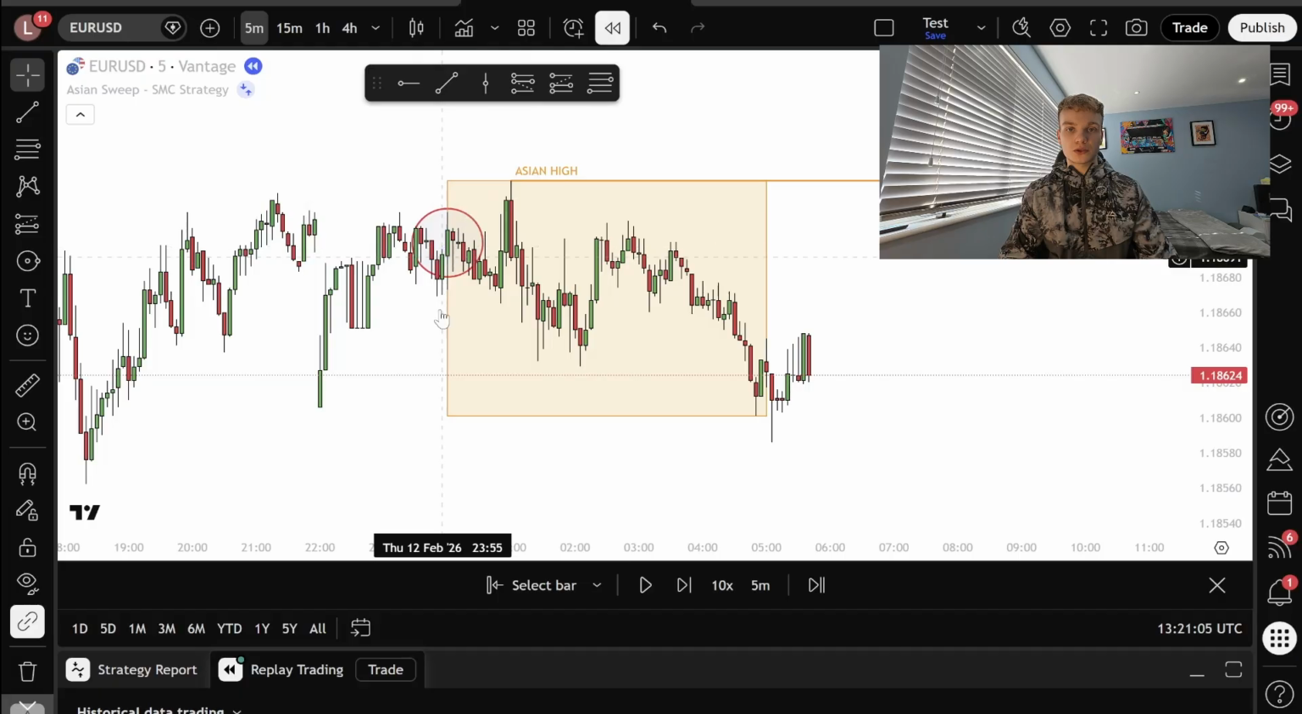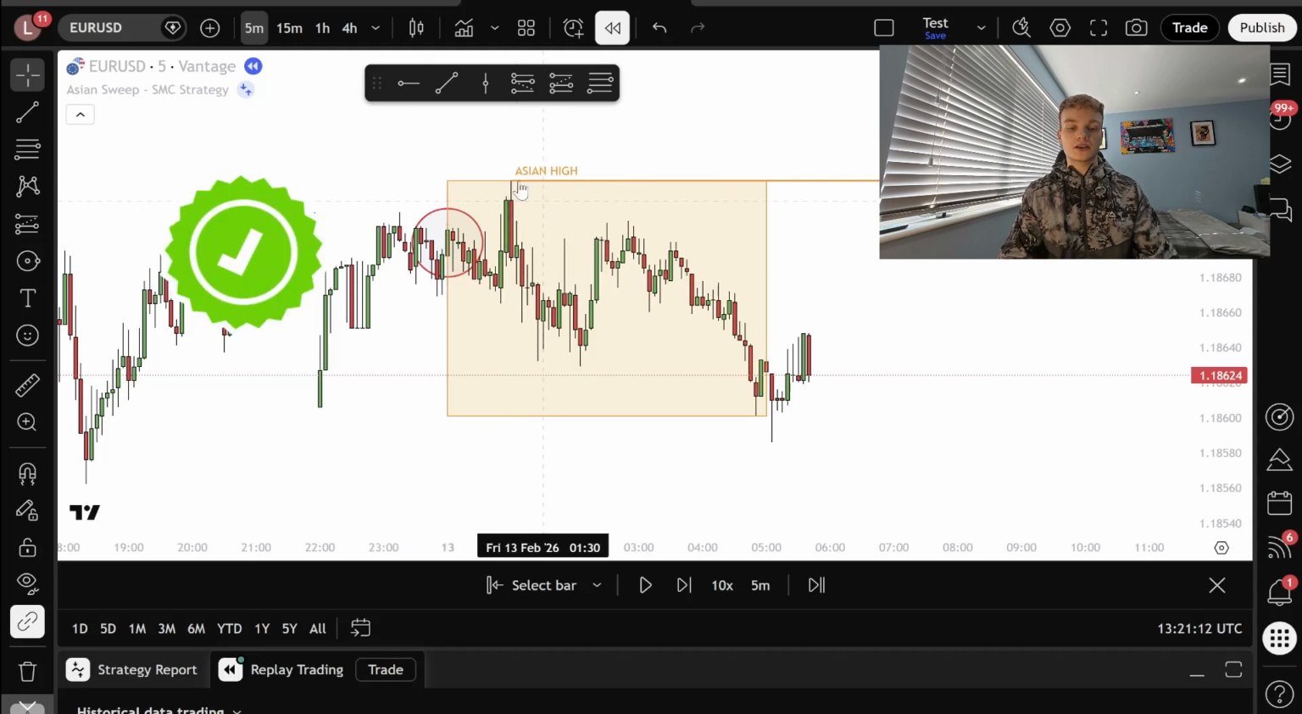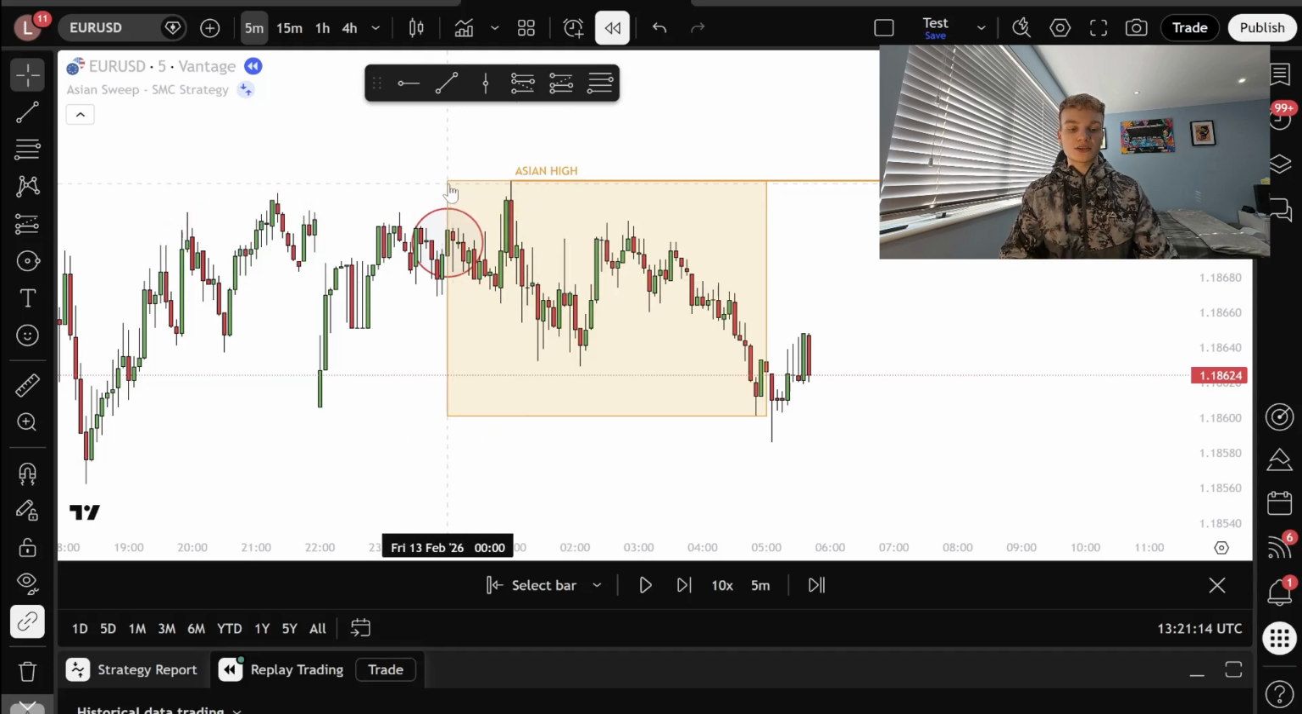Was it the first candle that opened? Yes or no? In this case, no, it wasn't. Therefore, the starting of this session is valid. So this is a valid accumulation currently because the first candlestick wasn't the high.